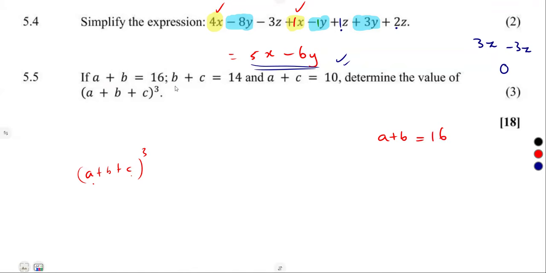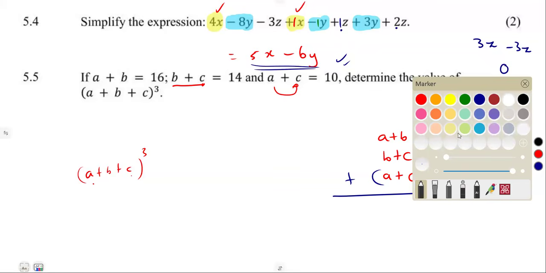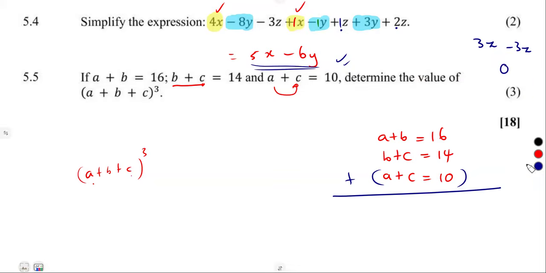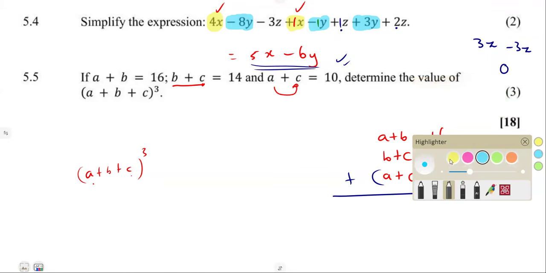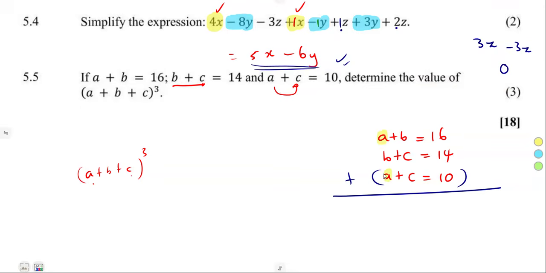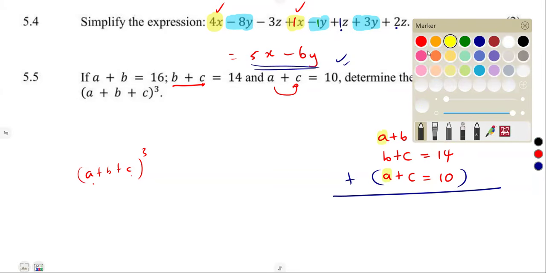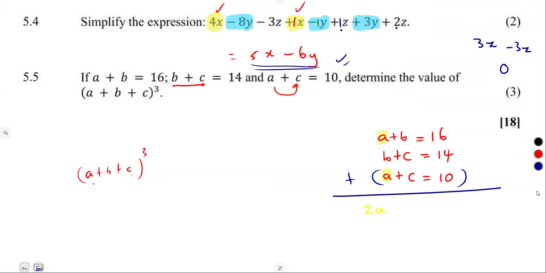Then if you check the next one, it has B and C. So take that one. B plus C is equal to 14. The following one, it has A and C. So add again. A plus C gives us 10. Add them together. Let's see what we are going to have. So we add the terms in A together, that's A plus A, which is 2A.